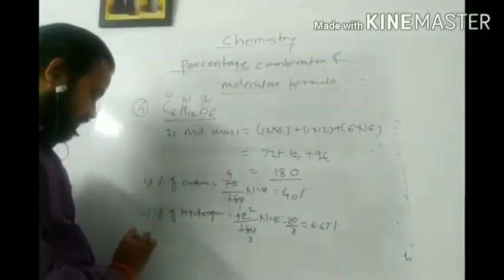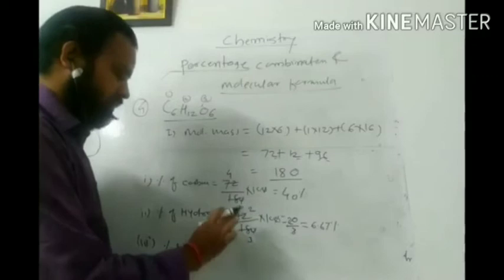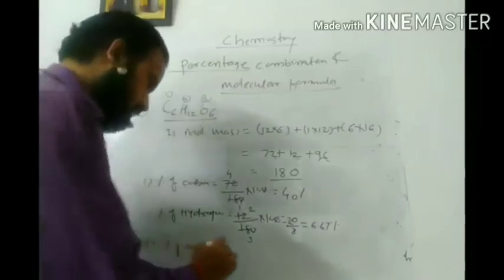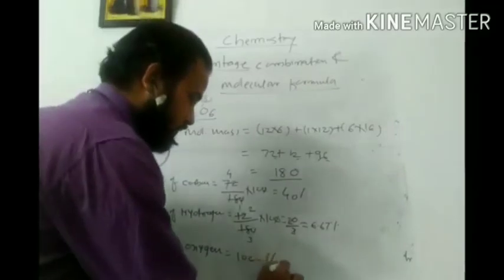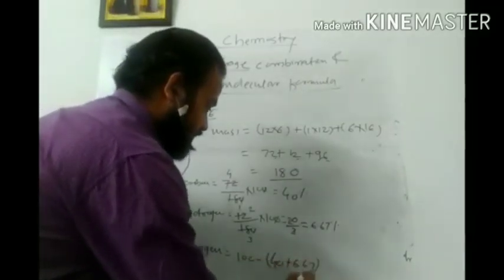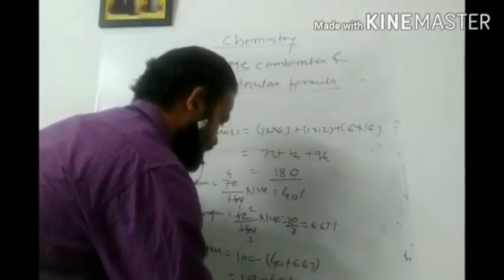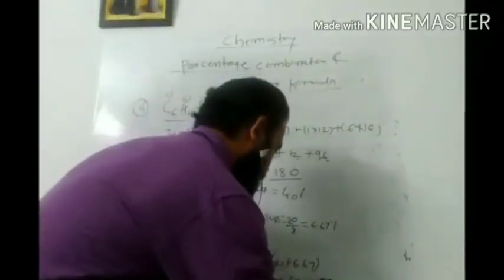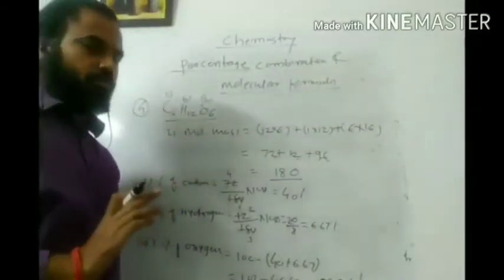Then what about oxygen? Percentage of oxygen: you can use this formula also, or you can use the same trick which I gave you. Just subtract the addition of these two from 100. So 40 plus 6.67 is 46.67, and 100 minus 46.67 gives 53.33. So I can say that about 53.33 percent of oxygen is there in this particular compound, glucose.